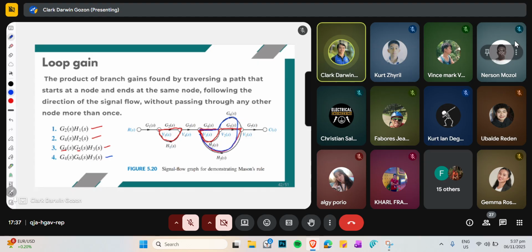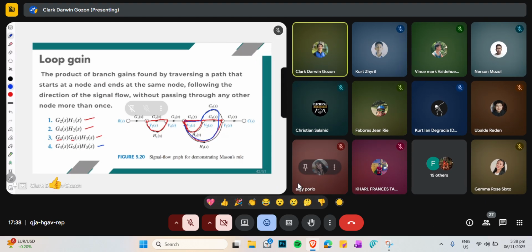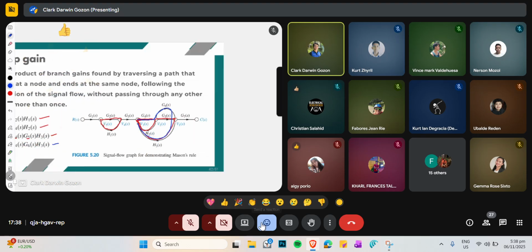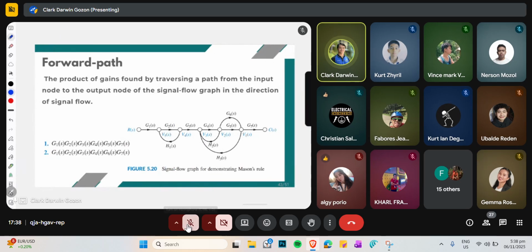Nasabtan? Palihog, if you understand the loop gains, thumbs up. De La Cruz na maminaw. About the others? Sige, thank you. So, hopefully klaro sa inyo ang unsa ang loop gains. Then, next is the forward path. From its name itself, tan-awon lang ninyo ang mga forward path gains.